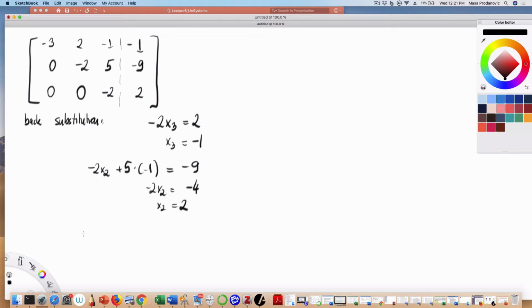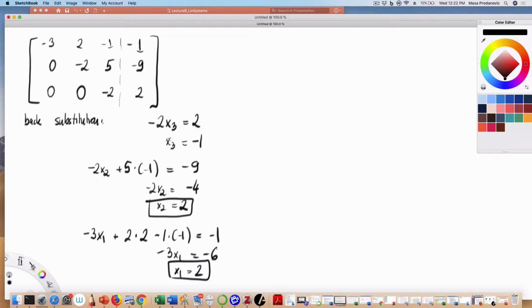And then I can plug both in the first one. So I have that -3x1 is equal to -6, is it? Yes. So my solution, x1 is 2.